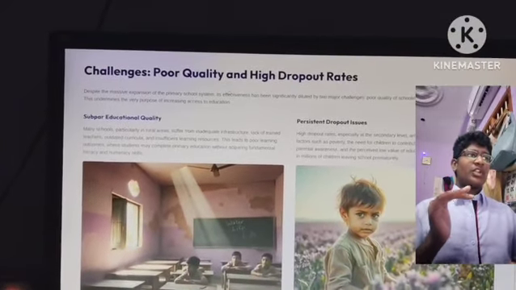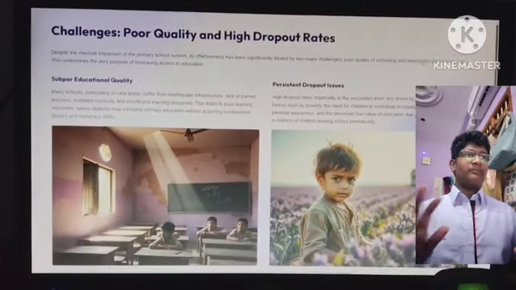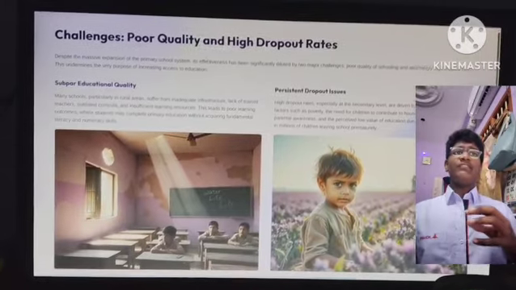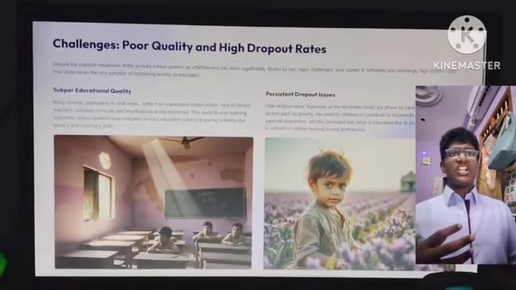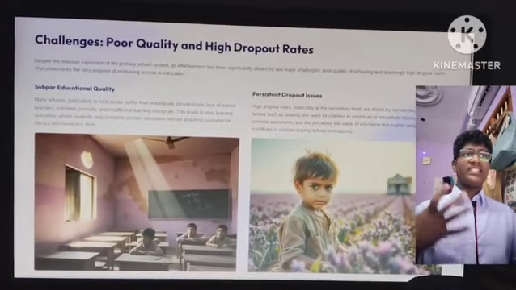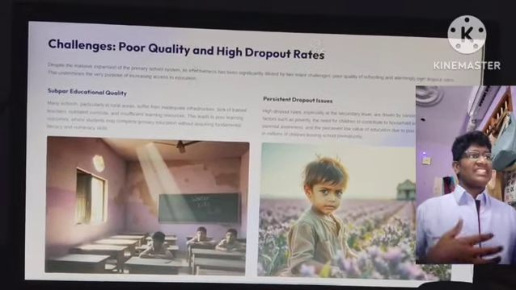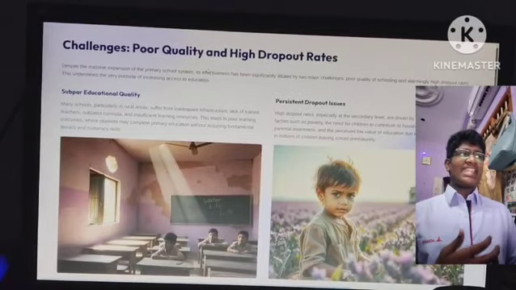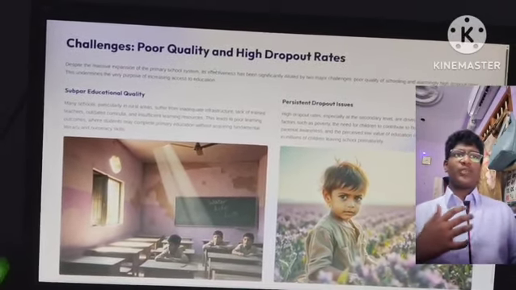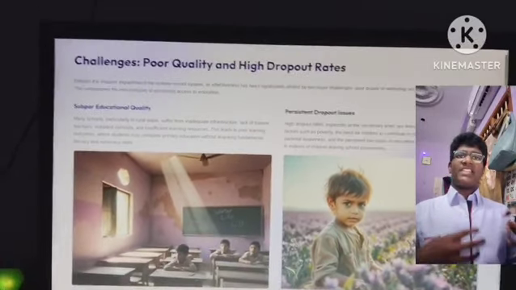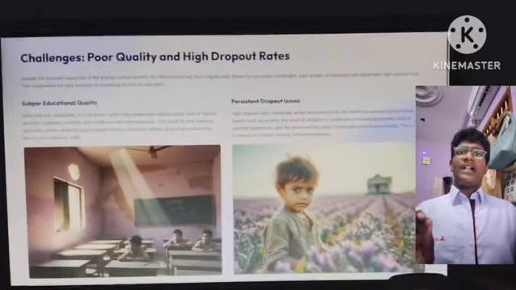This leads to poor learning outcomes, where students may complete primary education without acquiring fundamental literacy and numeracy skills. Persistent dropout issues. High dropout rates, especially at the secondary level, are driven by various socio-economic factors such as poverty, the need for children to contribute to household income, lack of parental awareness, and perceived low value of education due to poor quality.